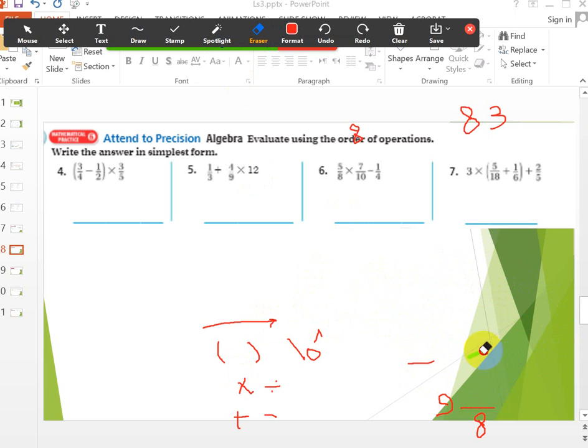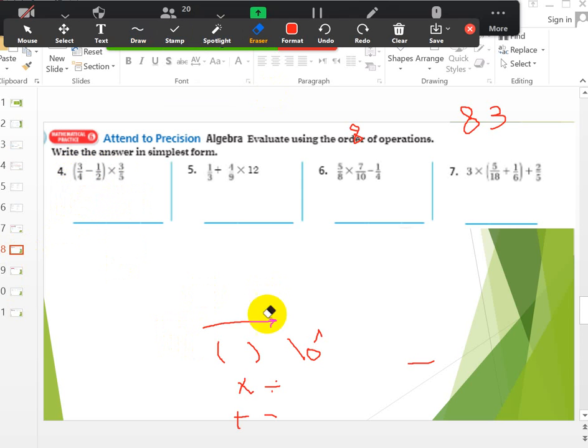So let's start with number 4. In number 4, I have 3 over 4 minus 1 over 2 between parentheses, multiplied by 3 over 5. So first, I will find the operation between parentheses. That means I will find the subtraction, 3 over 4 minus 1 over 2.